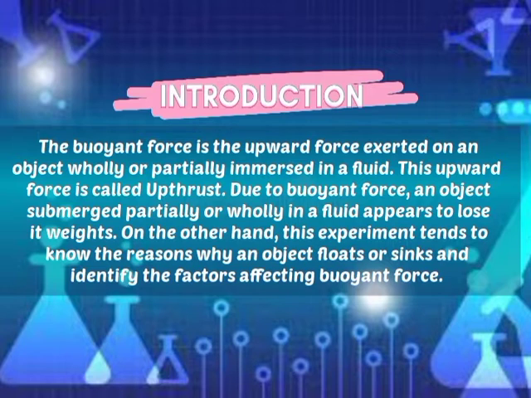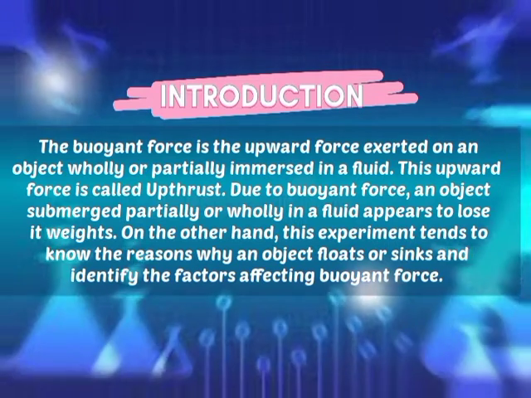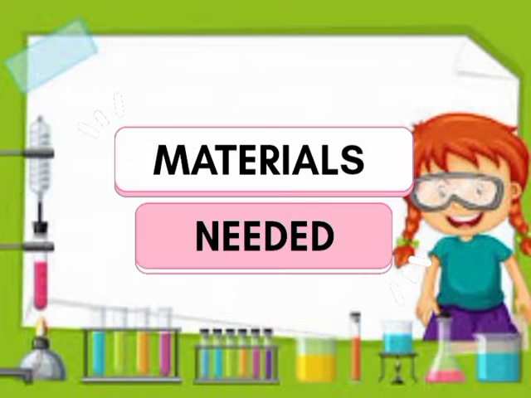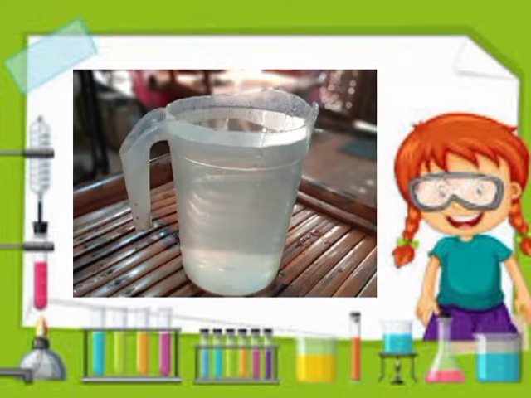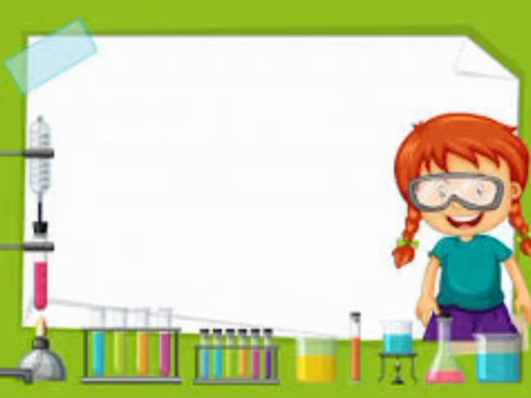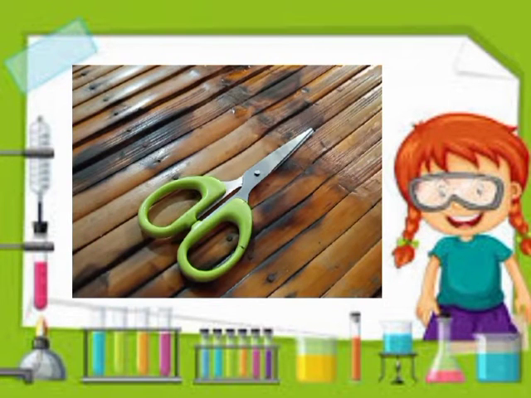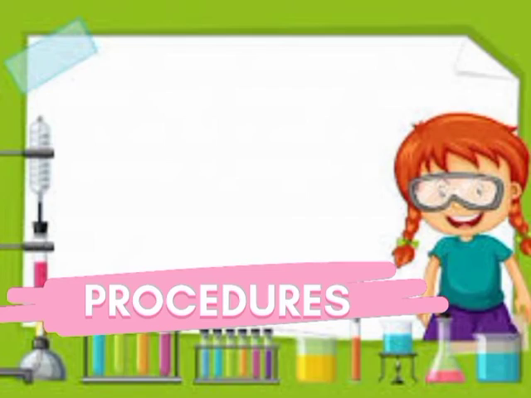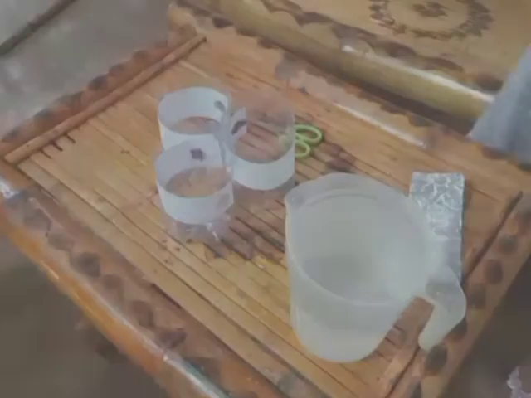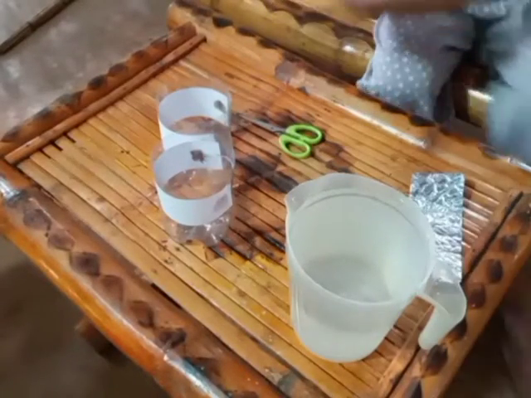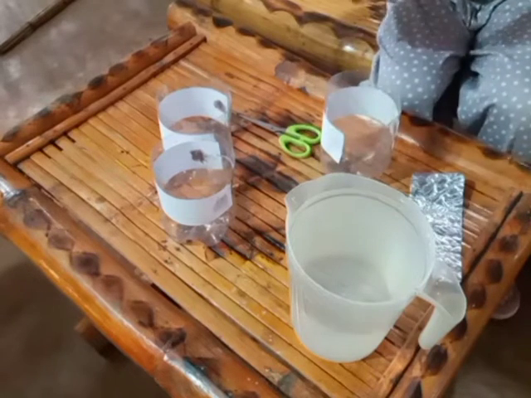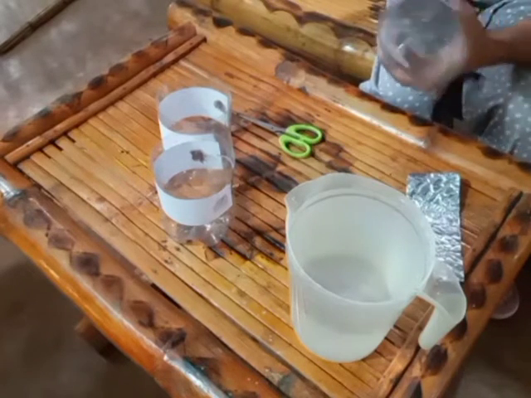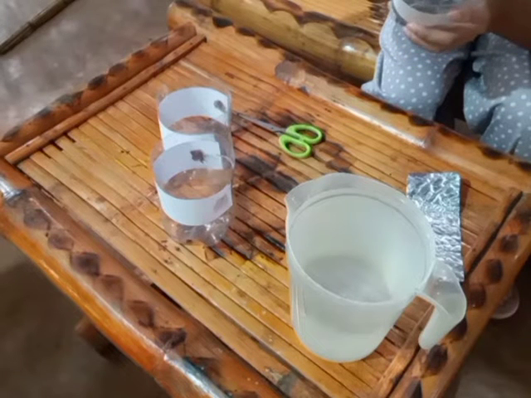factors affecting buoyant force. The materials needed in conducting this experiment are aluminum foil, water, 3 plastic containers, marker, and scissors. The first procedure is to prepare all the materials needed. Second is to label the 3 containers from container 1 to container 3.